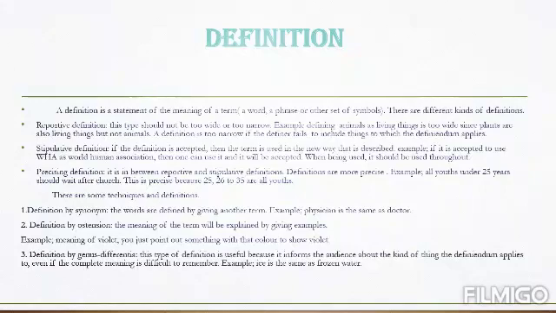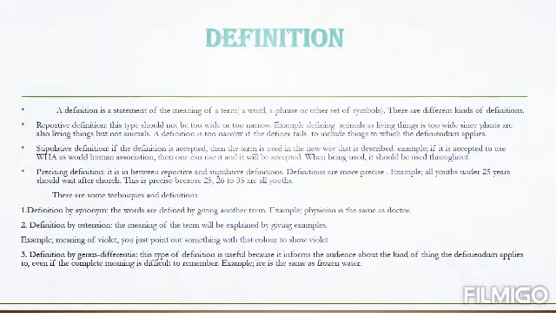Definition. As the word goes, a definition is a statement of the meaning of a term, a word, a phrase, or other set of symbols. There are different kinds of definitions. We have the reportive, the stipulative, and the precising definition. For the reportive definition, this type should not be too wide or too narrow. Example, defining animals as living things is too wide since plants are also living things but not animals. A definition is too narrow if the definer fails to include things to which the defendum applies.